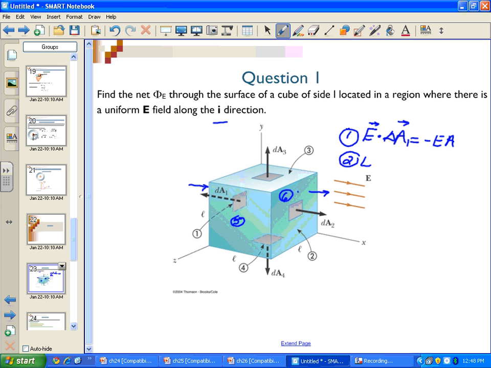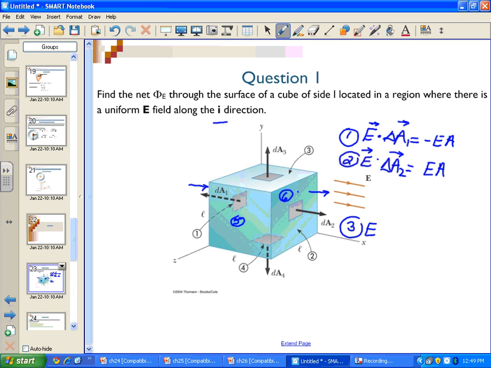Face 2, E dot dA for the area normal 2 gives us EA. Why? Because the electric field is in the i-hat direction, and this time the area normal is also along the i-hat direction. Let's look at 3.